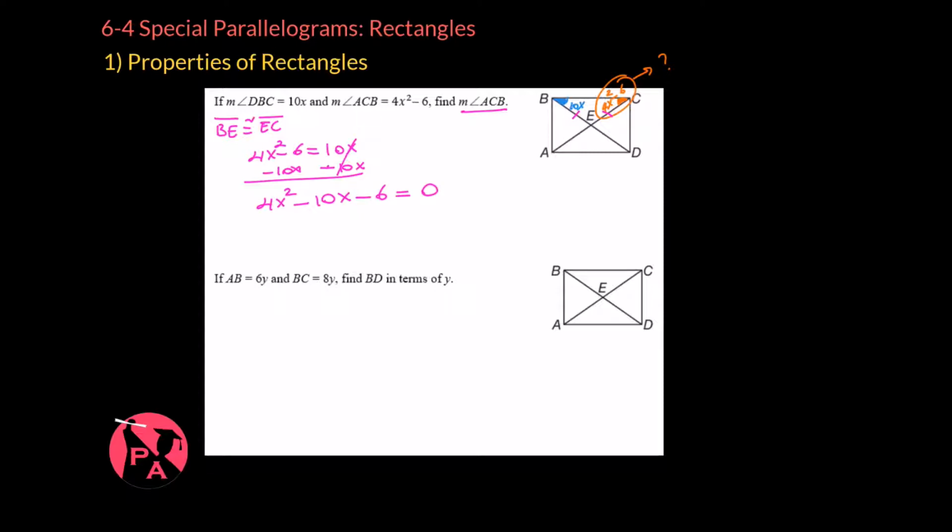Now we need to solve this equation. It's a quadratic equation. So there's a shortcut to solve this. Here's how we do that. First, write the factors of 4x squared, like what times what equals 4x squared. So I'm going to start with 2x times 2x. If I multiply 2x and 2x, I get 4x squared.